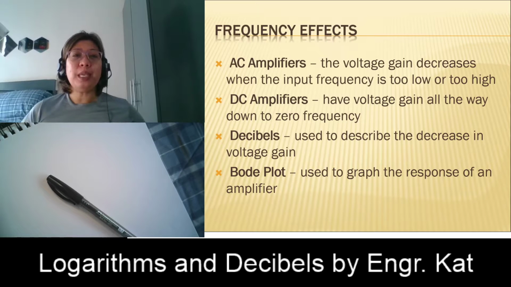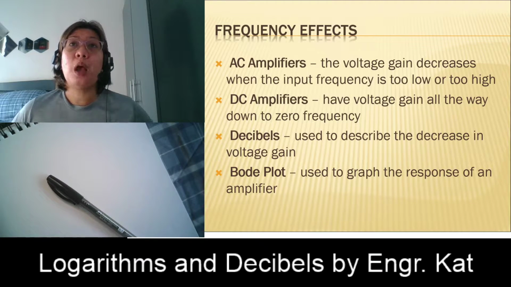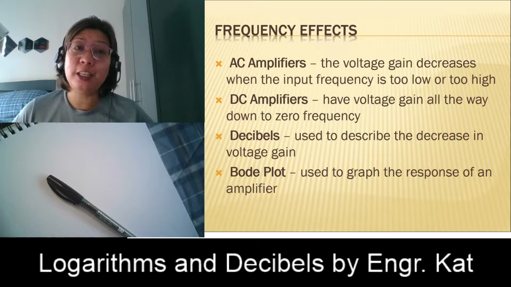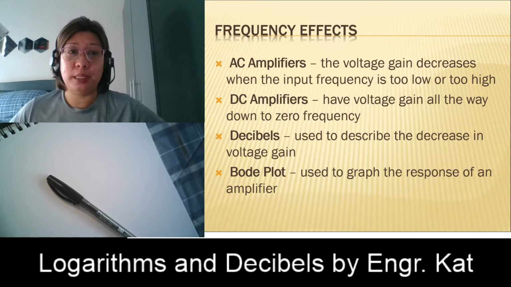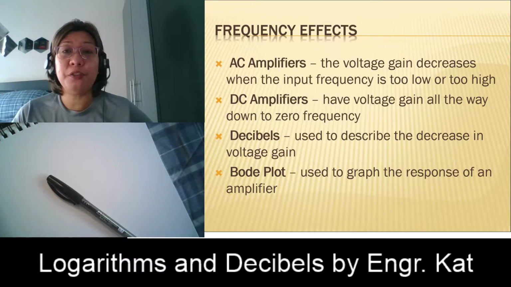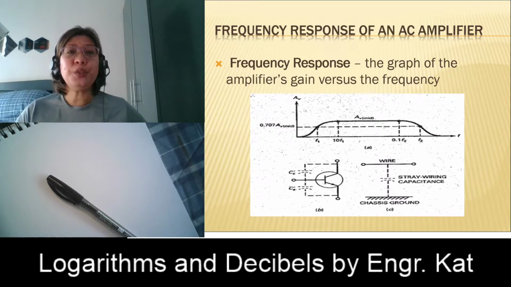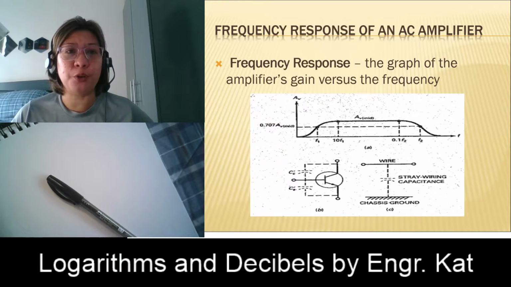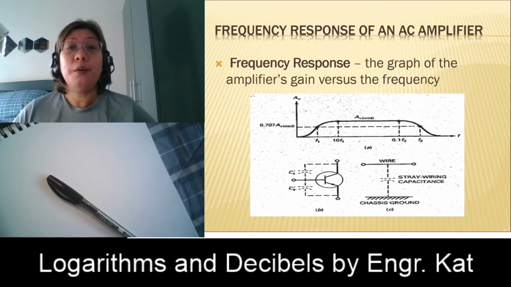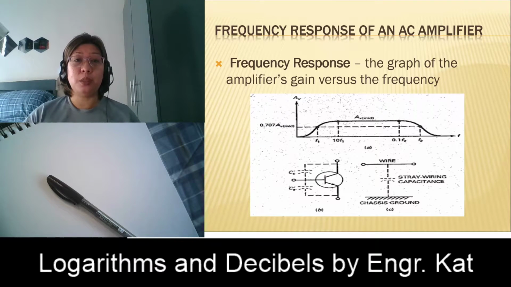Decibels are used to describe the decrease in voltage gain, so we can specify the decrease in the voltage gain in terms of decibels. A Bode plot is used to graph the response of an amplifier. This is a frequency response of an amplifier. What do we mean by frequency response? Frequency response is the graph of the amplifier's gain versus the frequency.